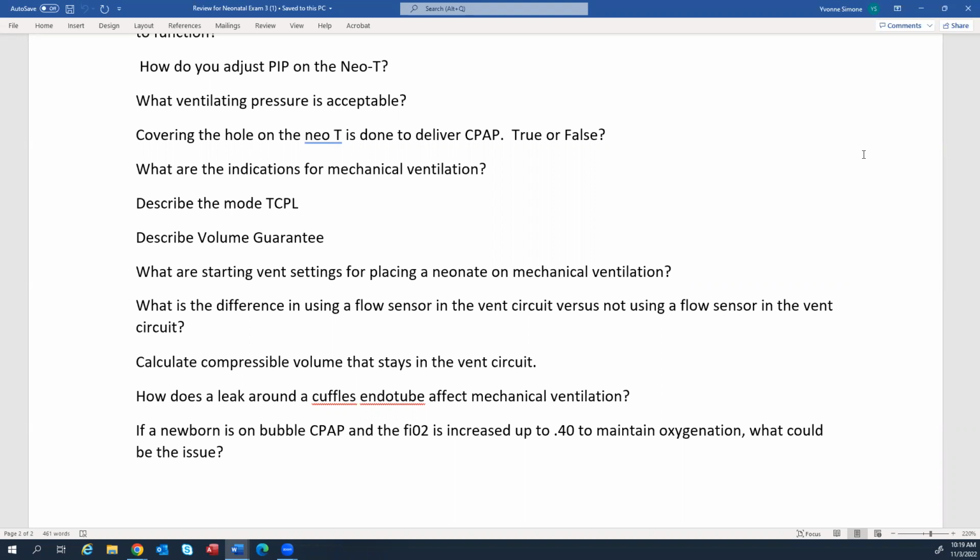What is the difference in using a flow sensor in the ventilator circuit versus not using a flow sensor in the ventilator circuit? So you guys have had this in the lab for the last 3 weeks. We talked about it in lecture. So I think you're good to go on that one.